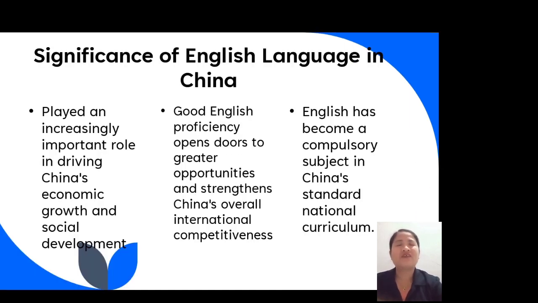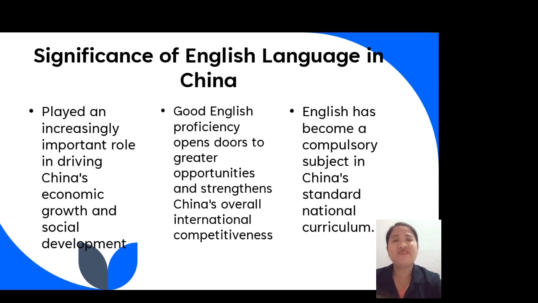And now let's try to tackle why English was taught in China. In today's globalized world, English has become the language of international communication and has played an increasingly important role in driving China's economic growth and social development. For emerging economies like China, which is playing a growing role in world affairs, the English language is of special significance. Good English proficiency opens doors to greater opportunities and strengthens China's overall international competitiveness.